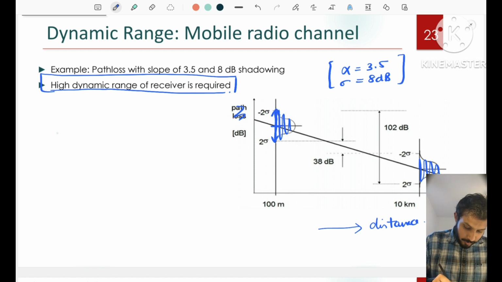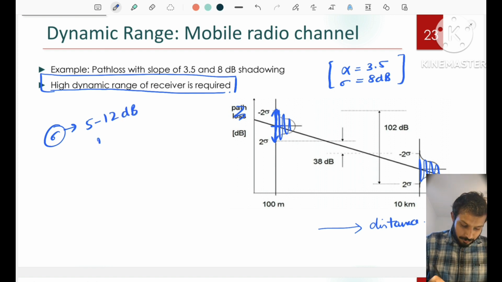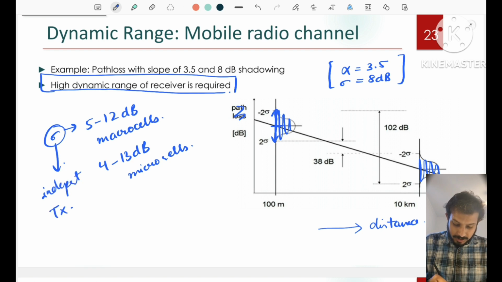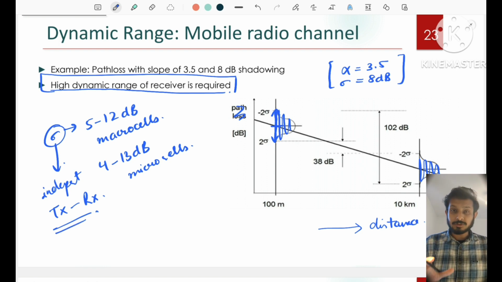And when we talk about sigma, sigma can take a value of typically between 5 to 12 dB for macro cells and 4 to 13 dB for micro cells. And this sigma is independent of the distance between the transmitter and receiver. So this is what shadowing and path loss are, and why shadowing is required.